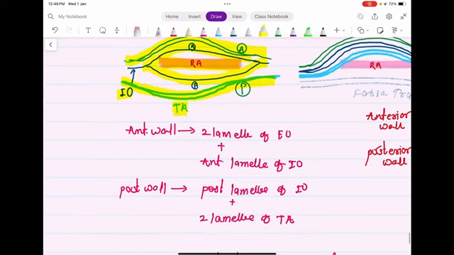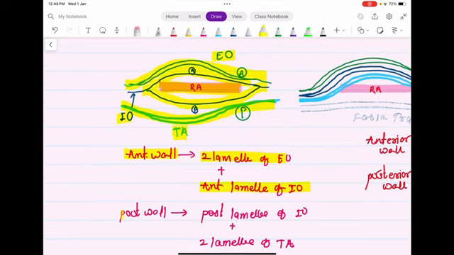Now the anterior wall of the rectus sheath above the arcuate line is formed by the two lamellae of the external oblique muscle and the anterior lamella of the internal oblique muscle. Now the posterior wall is formed by the posterior lamella of the internal oblique muscle and both the lamellae of the transverse abdominis muscle.